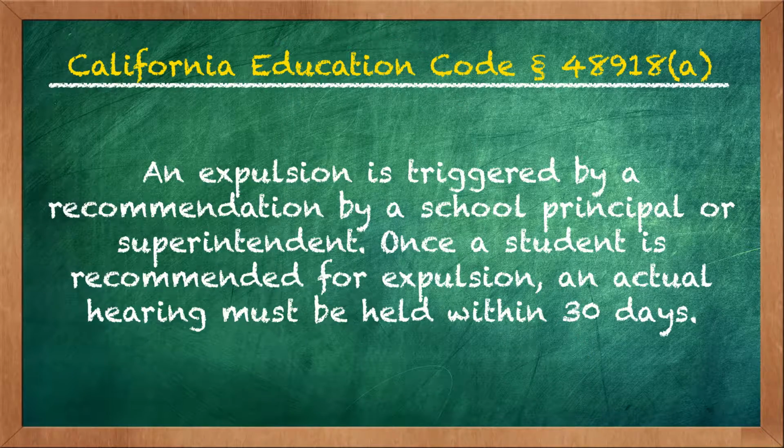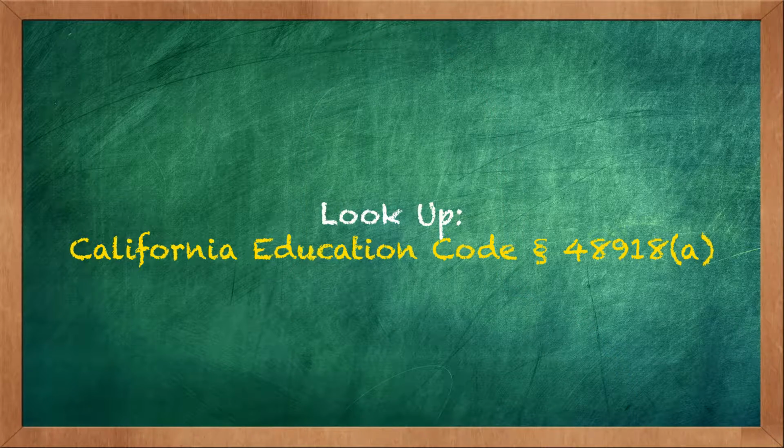The last option for discipline is expulsion, which is when a student is removed from school for up to a year. An expulsion is triggered by a recommendation by a school principal or superintendent. Once a student is recommended for expulsion, an actual hearing must be held within 30 days. Expulsion usually involves either zero-tolerance offenses, such as bringing a firearm to school, or limited discretion offenses, such as possession of drugs. The entire list of offenses can be found by looking up the site that appears on your screen.